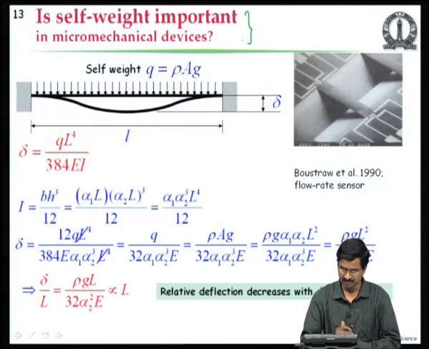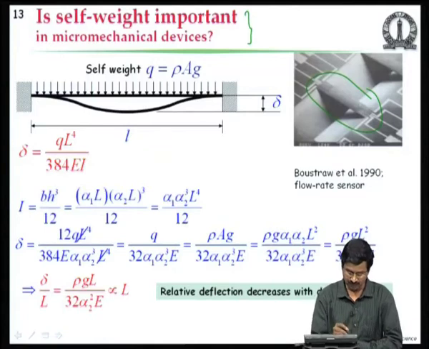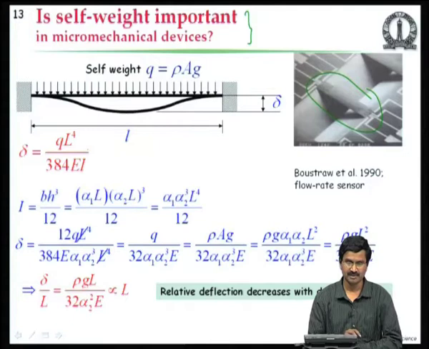Okay. Let us say I am making a bridge like this. This is an anisotropically etched cavity and there is a bridge over this. Should we worry about the scaling, should we worry about self weight in this case? So, here we show that delta is equal to some formula that we know from strength of materials or from Castigliano's theorem that we had discussed in the earlier lectures.